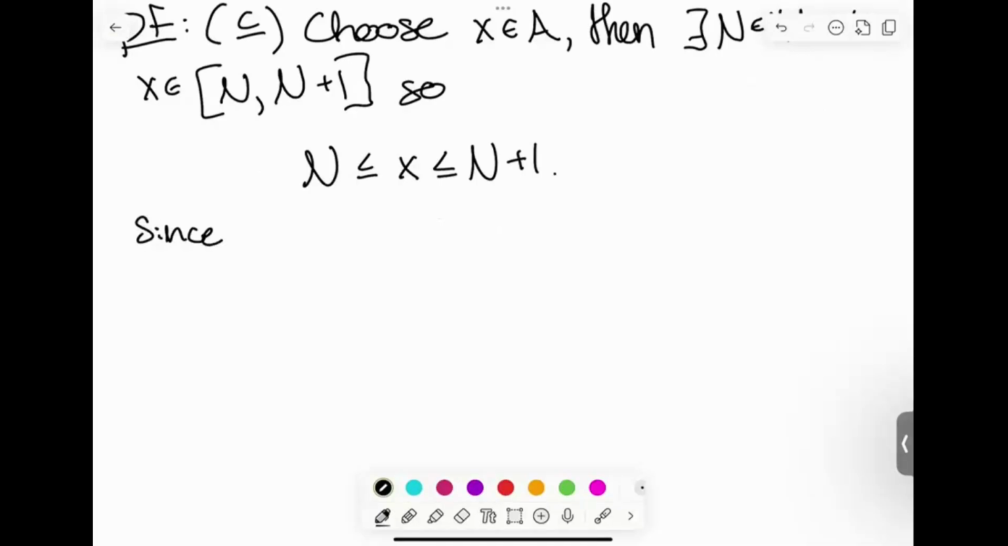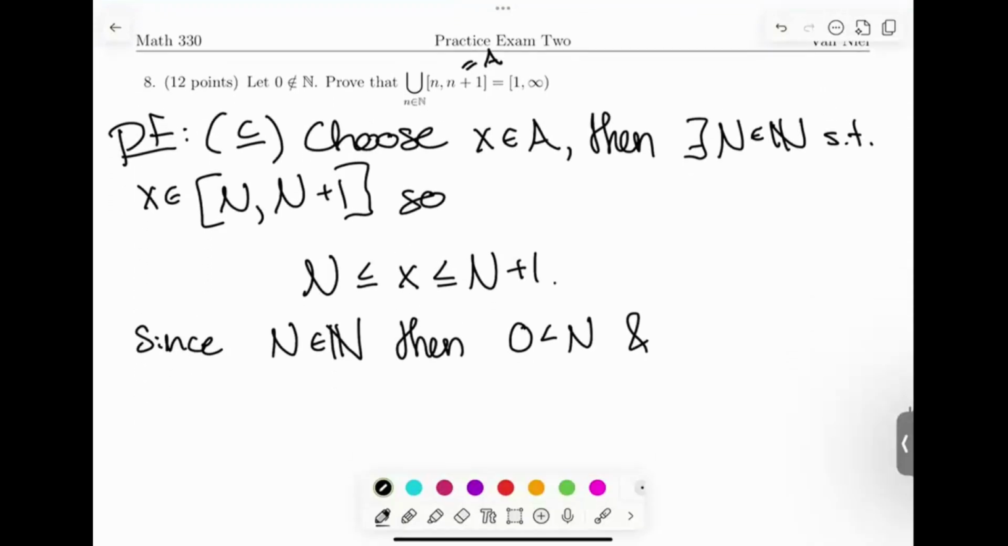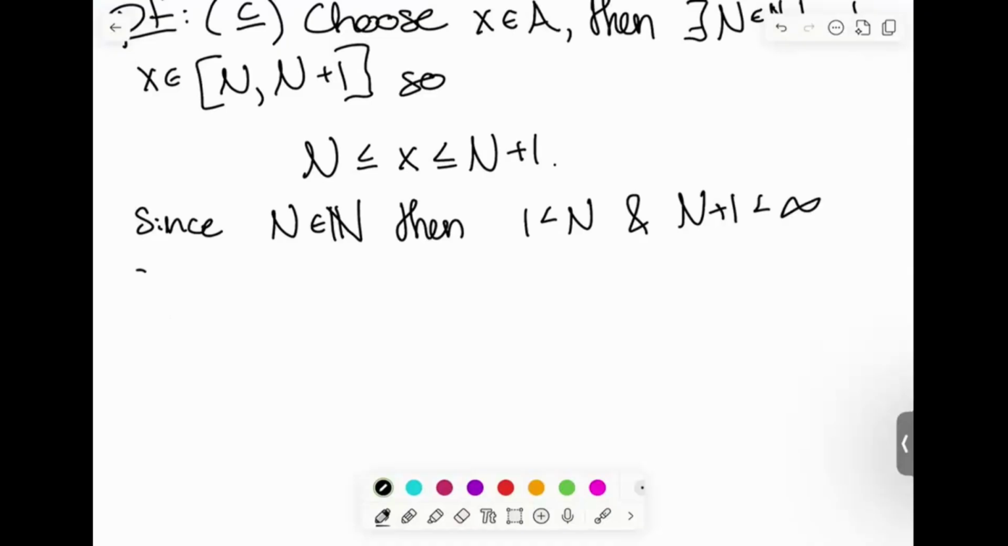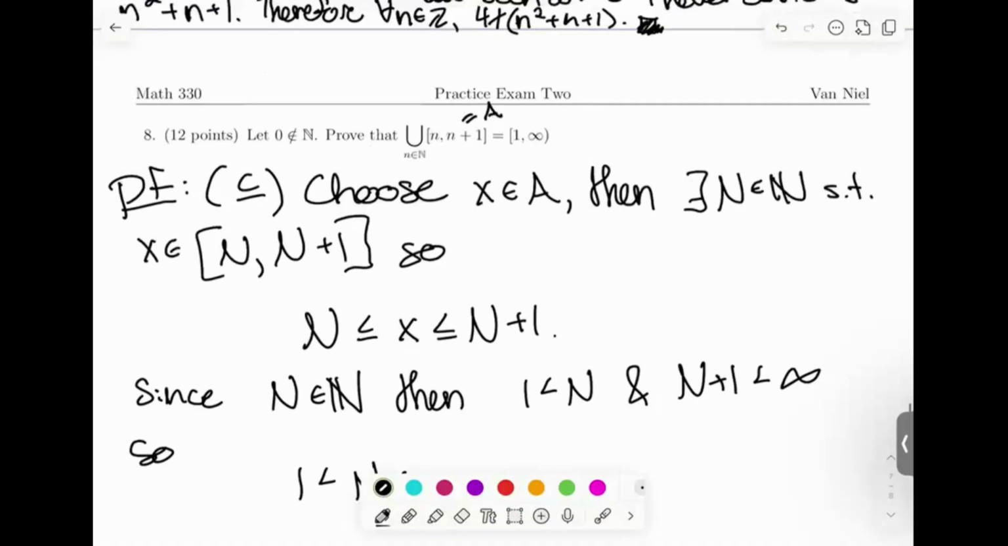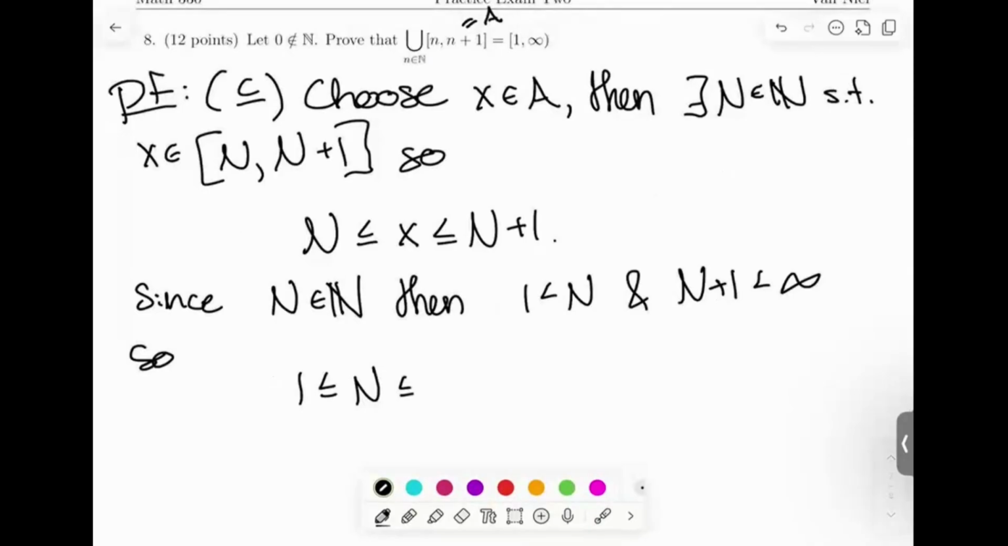Since n is a natural number, then 0 is less than n, and, oh, sorry, not 0, 1. My bad. That's still true, but it's not very helpful, because I'm trying to show I'm in this thing. Sorry, I almost lost my pen. And n plus 1 is certainly less than infinity. I keep trying to write 0. I don't know why. 1 is less than or equal to n, less than or equal to, sorry.